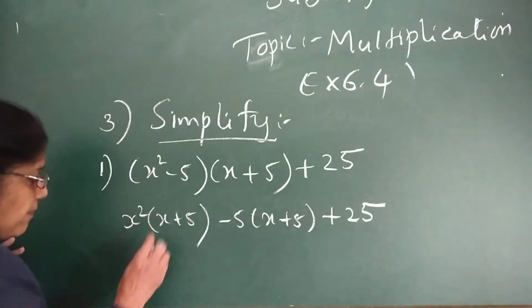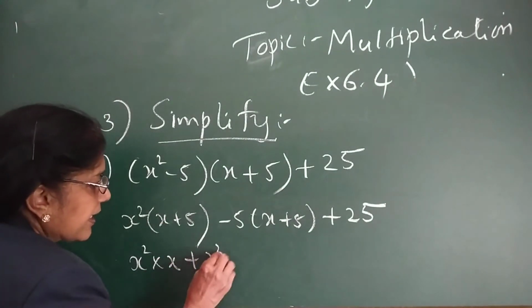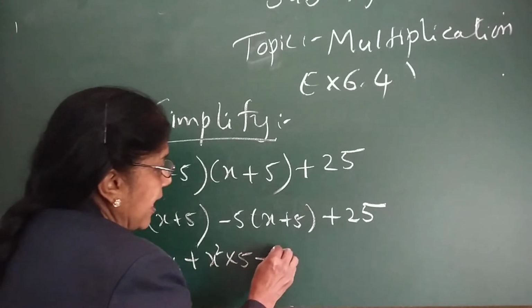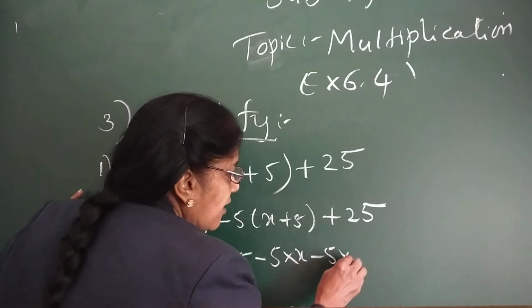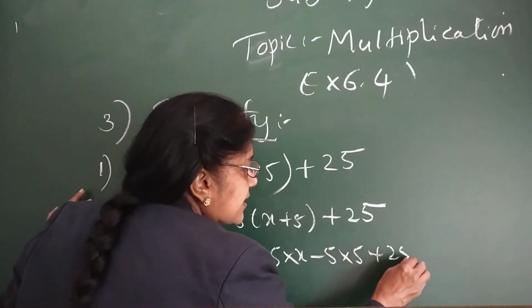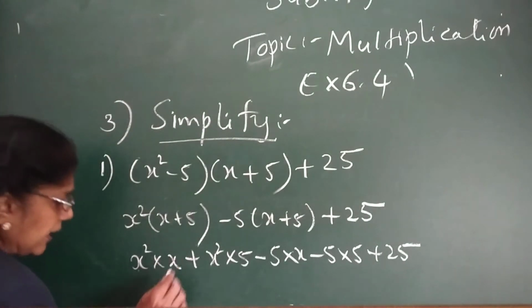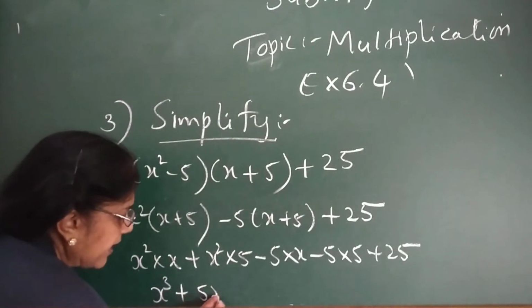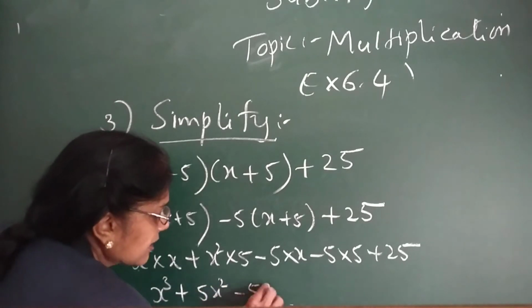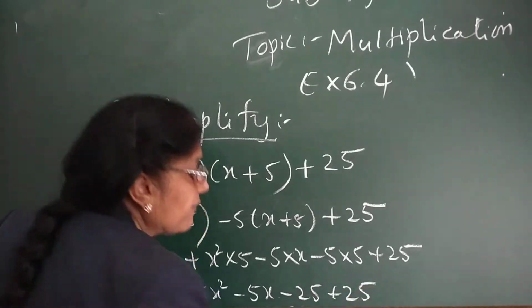Now we will remove from the bracket: x square into x plus x square into 5 minus 5 into x, minus into plus is minus, 5 into 5 plus 25. Again we will remove: x square into x is what? x cube plus 5x square minus 5x minus 25 plus 25.